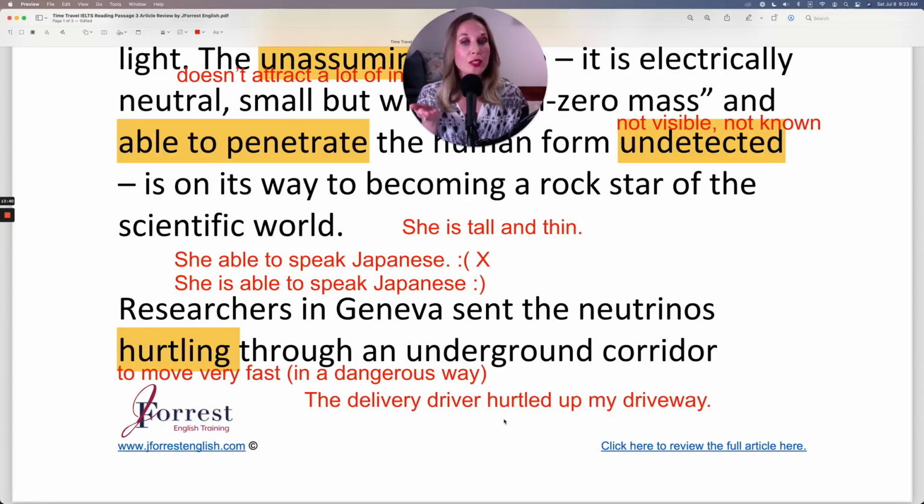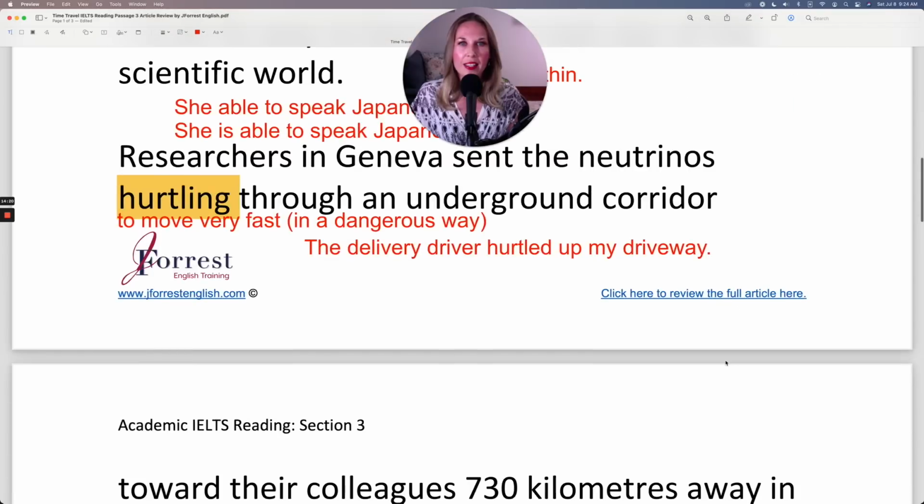So you can use this, for example, with drivers. You might say the delivery driver hurtled up my driveway. So he came up your driveway, he drove up your driveway very quickly, but also very dangerously. So quickly, and maybe he's swerving. There's an object here. He's going right for it. Maybe you're standing here and he doesn't seem to be stopping. He hurtled up your driveway. Let's continue.